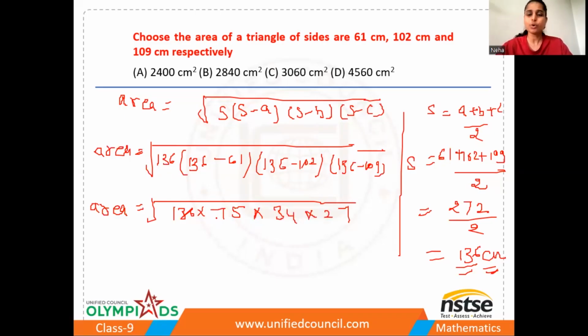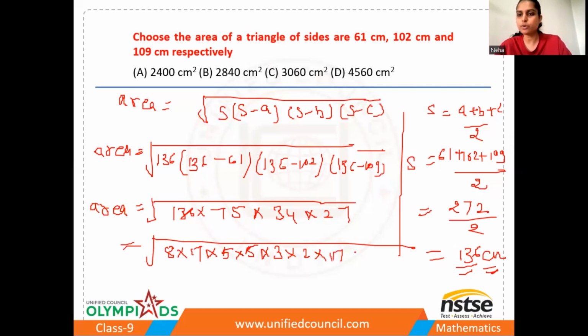Perfect. So to find the square root, I can just convert the numbers into simple form, right? So it becomes 8 into 17. It becomes 5 into 35, 5 into 5 into 3, and this becomes 2 into 17, because 17 times 2 is 34, and this becomes 3 into 9. That means if I write it down, then it becomes 4 into 17 into 5 into 9. I have to just make pairs of two numbers. That's it. So this is 3060 centimeter square. Option C is the right answer.